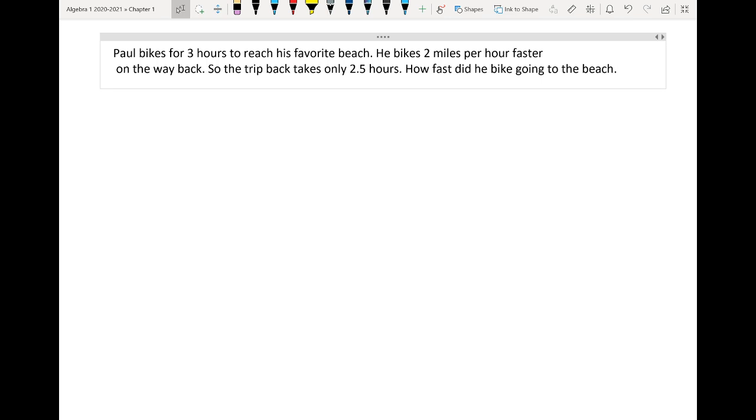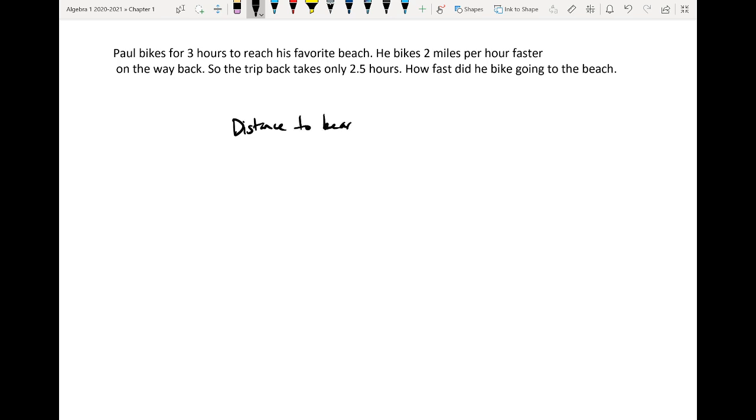All right, so this is our model here, and it's going to work like this. We need to make sure that we set up what's going to happen. This is one of those things where he's commuting. He's going from home to beach and beach to home. So there's something you're going to know, which is your distance to the beach is going to be equal to the distance back home.